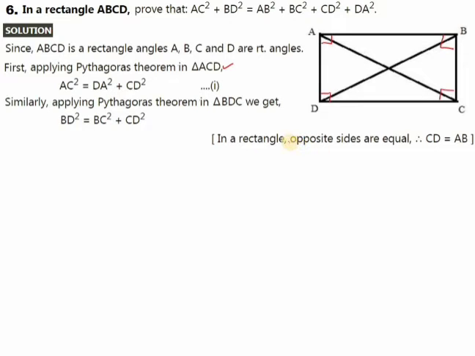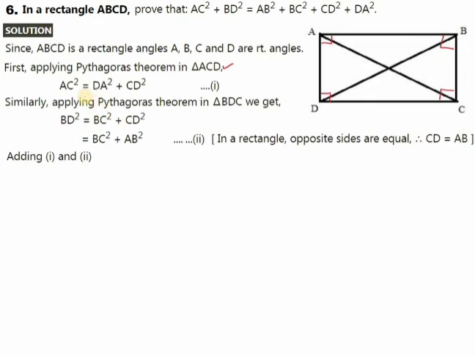now you know in a rectangle opposite sides are equal. So that's why can I say that CD is equal to AB? CD is equal to AB, obviously. So that's why in place of CD I am writing AB. Okay, and call this equation number 2.